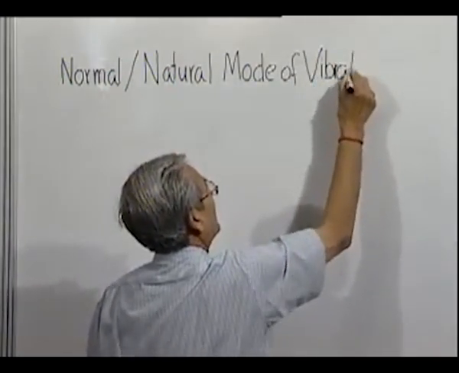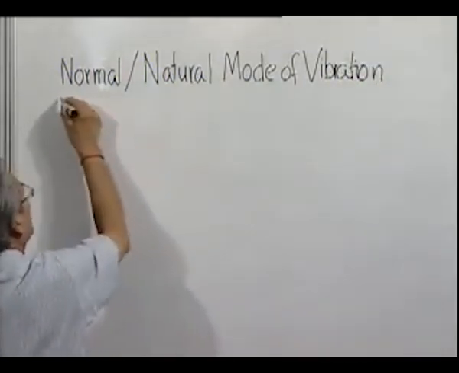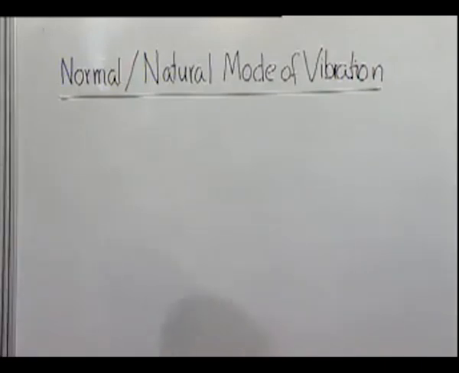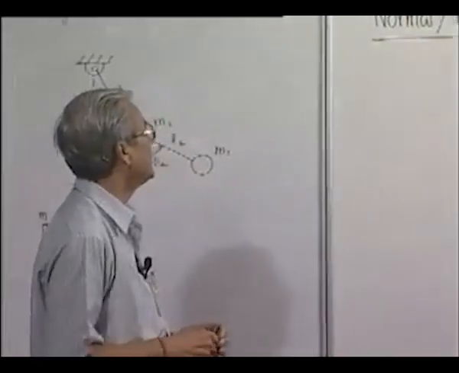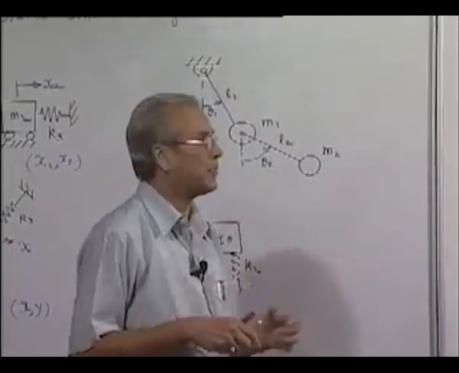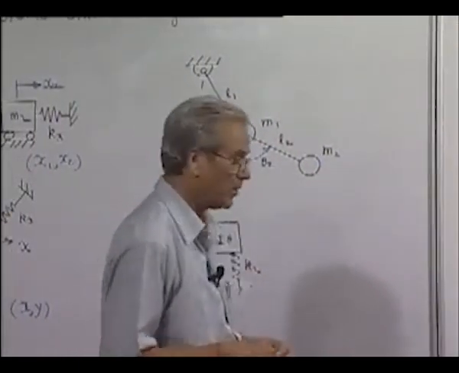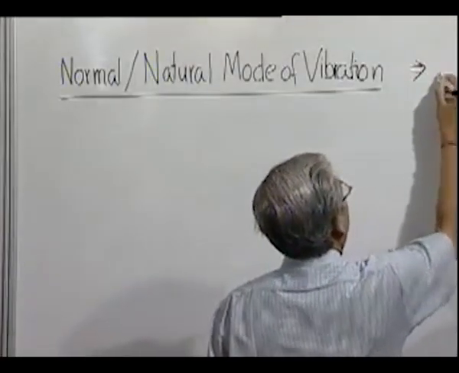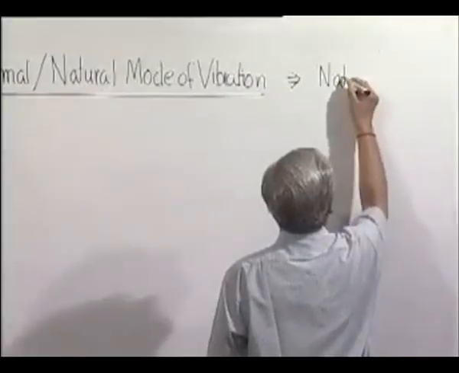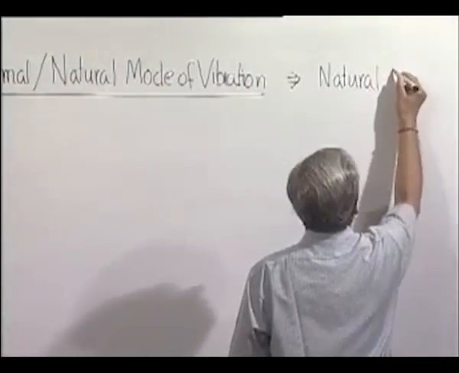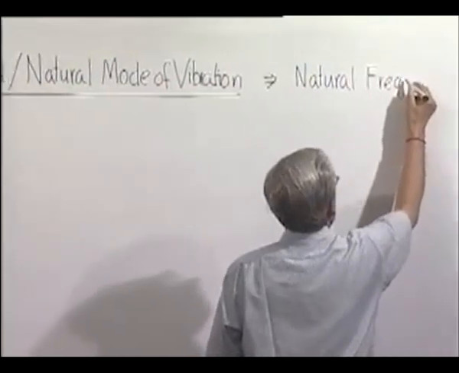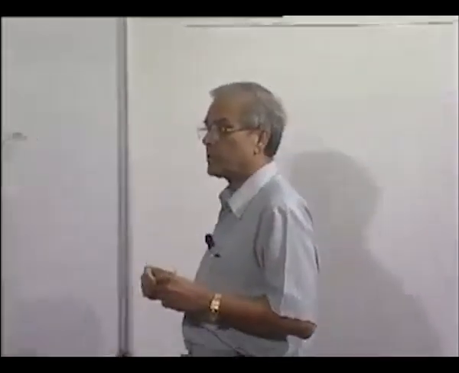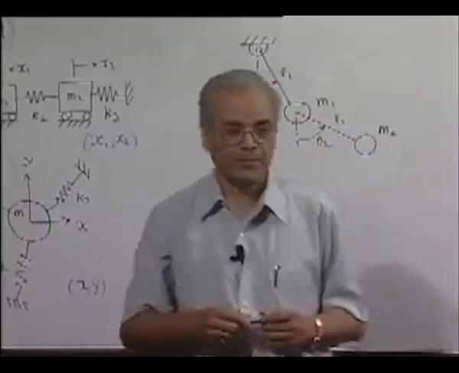Both terms are used. So, this type of vibration where the whole system executes simple harmonic motion with the same frequency, that particular type of vibration is called natural mode vibration or normal mode vibration, and the corresponding frequencies are called natural frequencies.